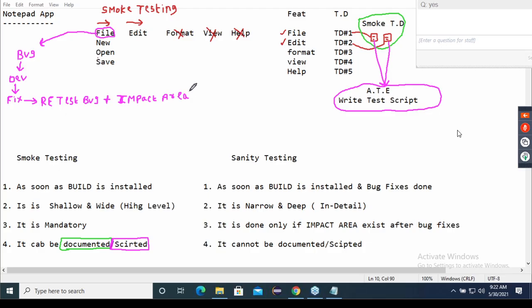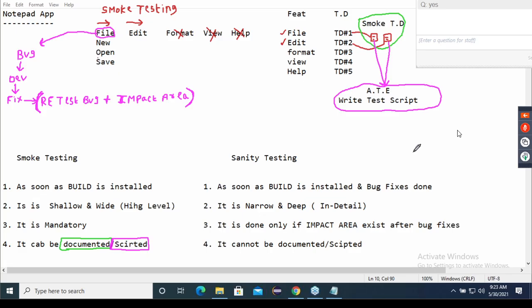But is there any rule that the impact area should always be there? I never said that. Yes, sir. There is no rule that every time the impact area should be there. Okay. Now you tell me, which is the impact area of a file? Developer fixed, there was a bug in file, he fixed it. Now I'm testing the file plus the impact area. I want to choose a different color. Which is the impact area here?